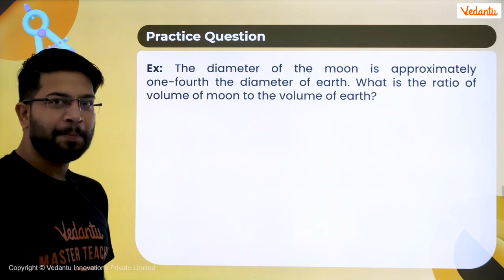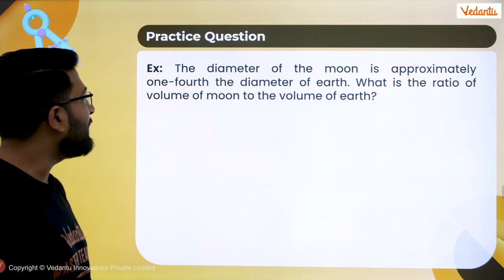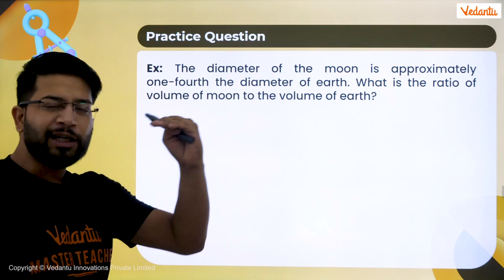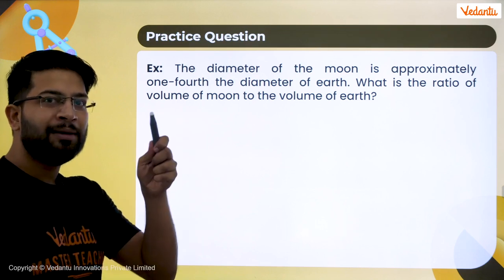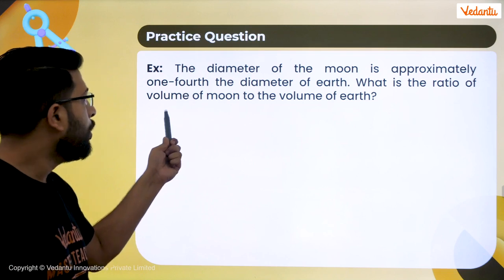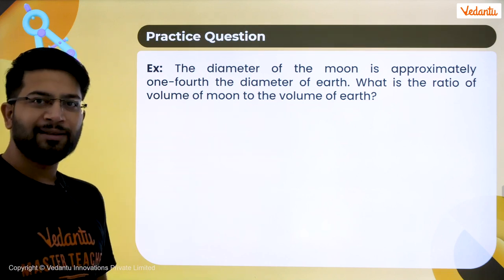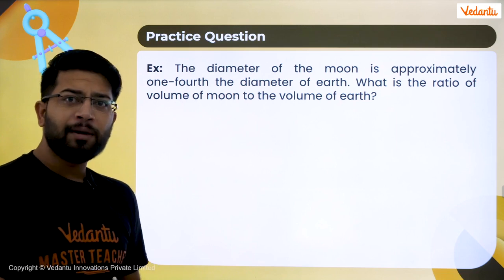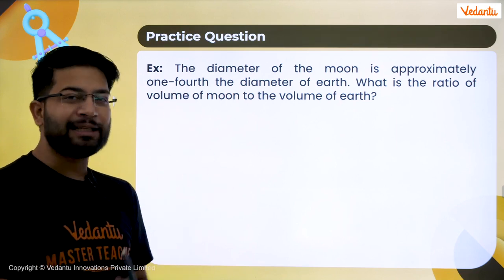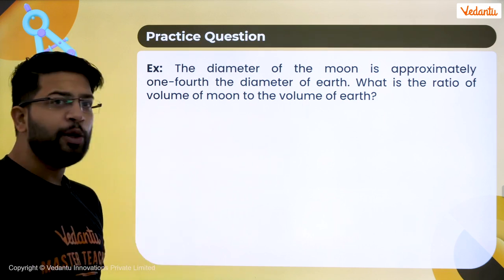Now, champ, look at this one. The diameter of the moon is approximately 1/4 the diameter of Earth. That means the ratio of the diameter of moon and Earth is given to us. Then what is the ratio of the volume of moon to the volume of Earth? The ratio of diameters of Earth and moon is given to us. They are asking the ratio of their volumes.